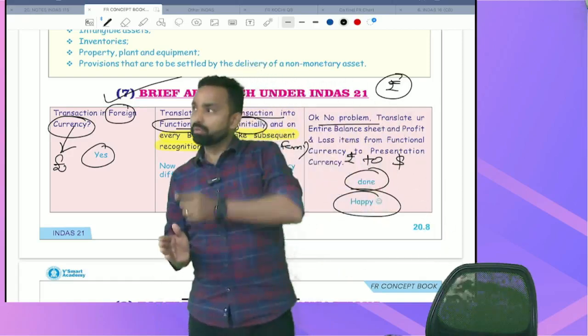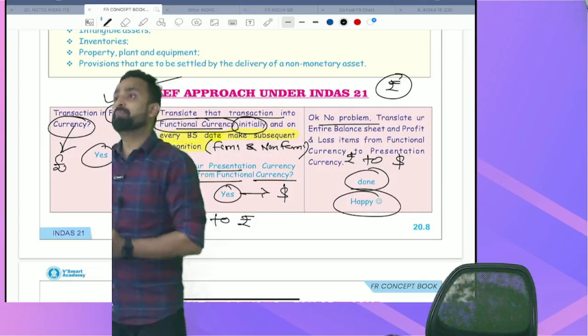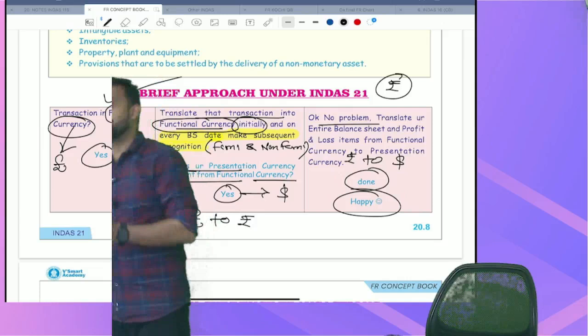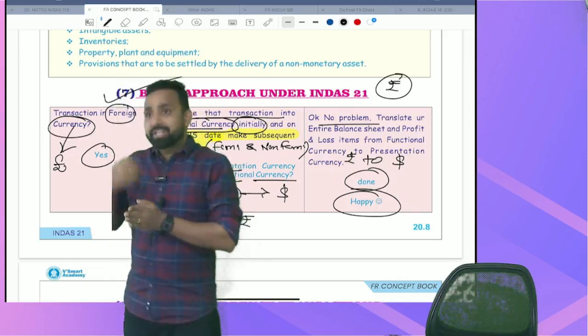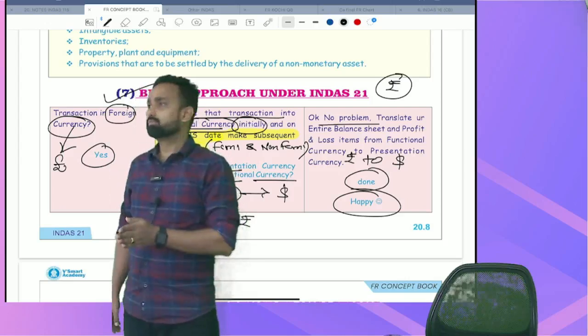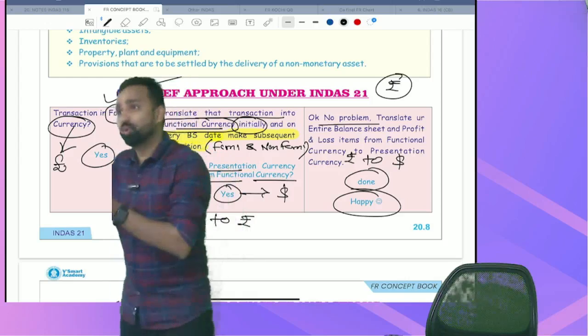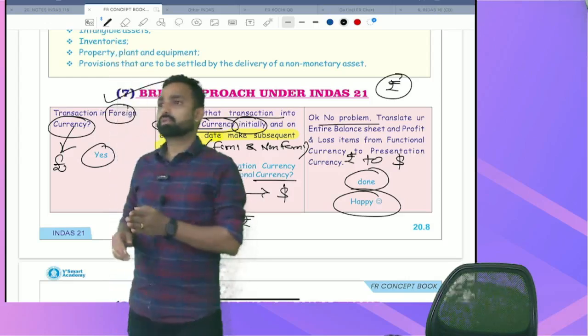Foreign to functional. Ask a new question. Are you going to prepare the balance sheet in rupee only or in any other currency? I said rupee only. Yes, no issue. Done. No, not rupee. Dollar.